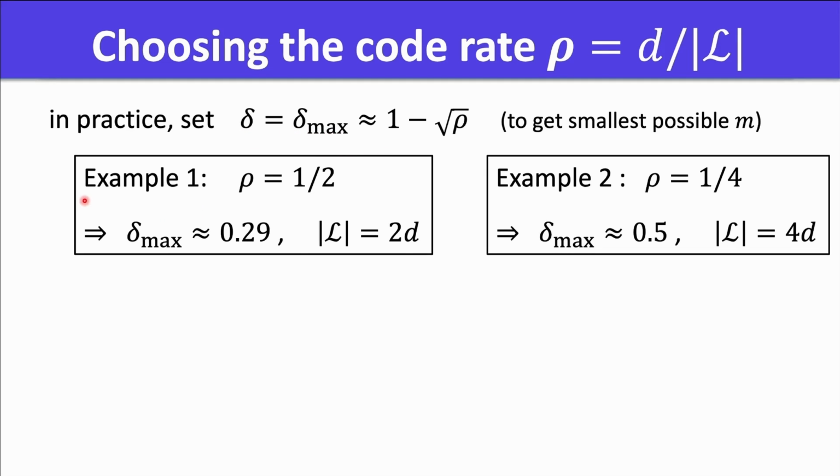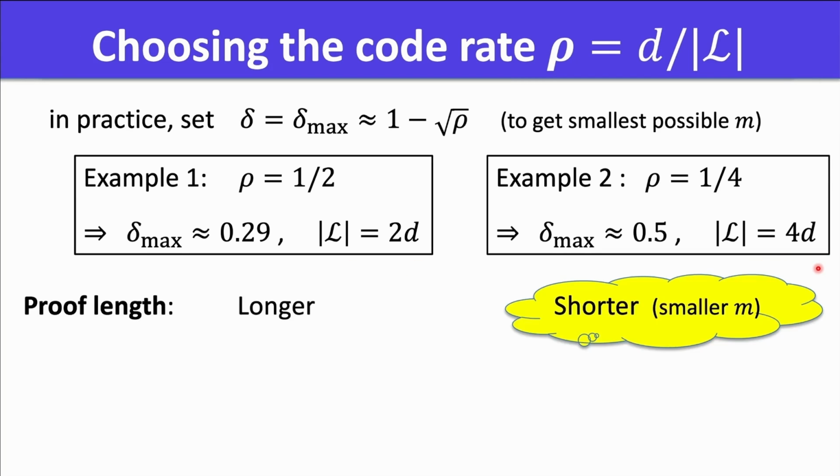So let's look at 2 examples. Suppose the rate of the code is 1/2 versus the rate of the code is 1/4. So first of all, the Johnson bound for the case of 1/2 is 0.29. The Johnson bound for 1/4 is 0.5. Yeah, the Johnson bound is much bigger for a 1/4 rate code than it is for a 1/2 code. The benefit of a 1/2 code is that the domain is much smaller, right? The domain is going to be half the size compared to the domain when the rate is 1/4.